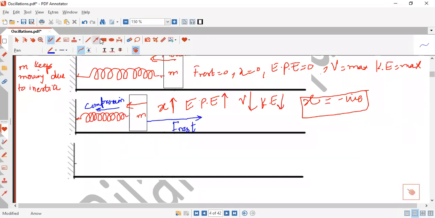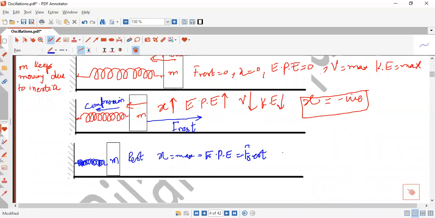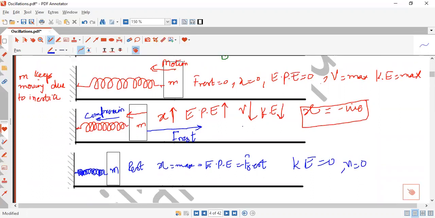Right, and let's say now the spring is fully compressed when the mass reaches this position. And the spring looks like this. Right, fully compressed, and then this mass comes to rest. So X will be maximum. Maximum will be the elastic potential energy. Maximum will be the restoring force. And kinetic energy will become zero because the velocity is zero, right? So this is all what's happening.